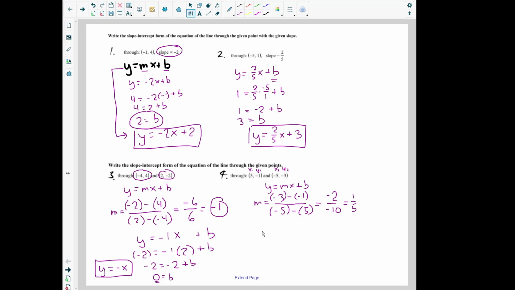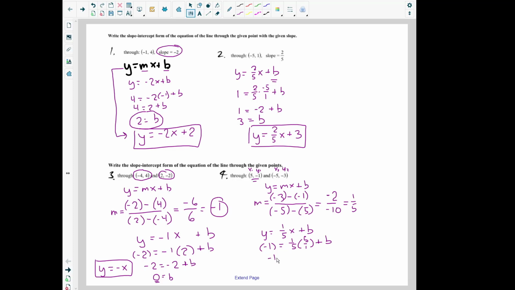Okay, and then we plug that in, so we get y equals 1/5 x plus b. But now we're going to replace the y and the x with a point from our given points. Again, it doesn't really matter which one. I'll pick this first one here. So I'm going to put the y value here and the x value here. Notice I'm going to put 5 over 1 because it's a fraction getting multiplied by an integer, so I want to get 2 fractions out of that.